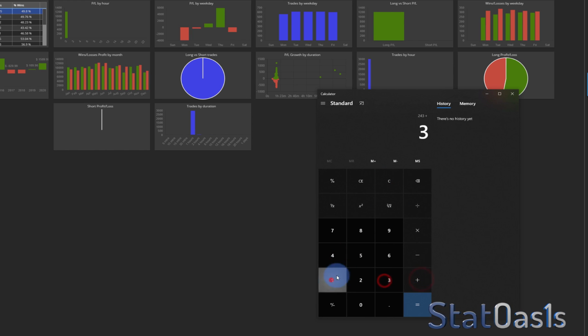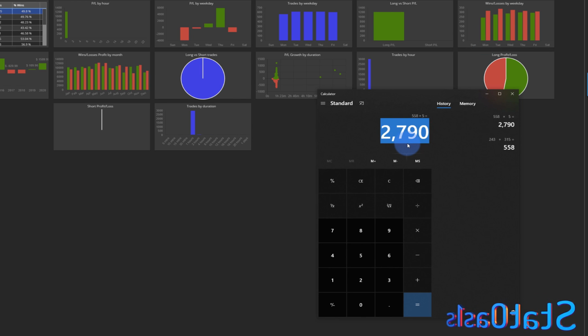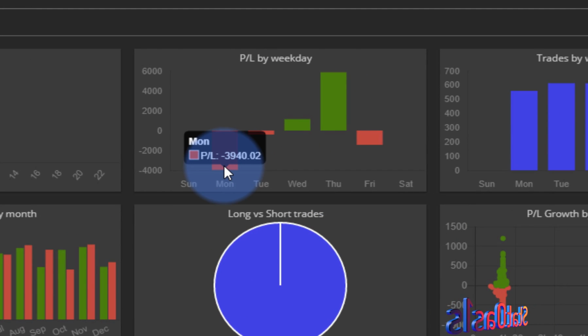243 plus 315, so that's 558 trades. If I'm going to take this later on, remember we don't have any commissions. So 558 trades times $5, no slippage, that's $3,000. My threshold for this amount of data, which is almost 10 years, and for this number of trades, I need at least $4,000 to consider it.